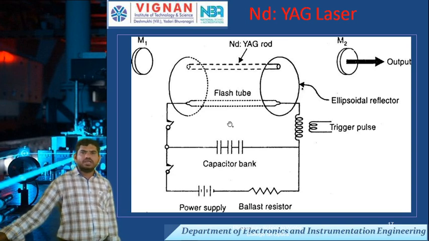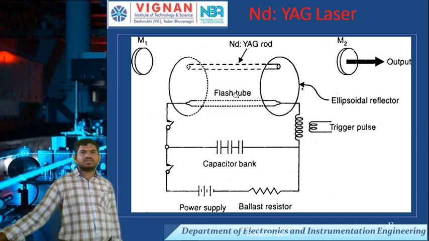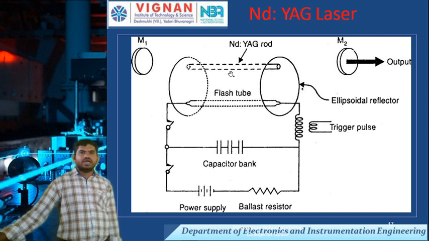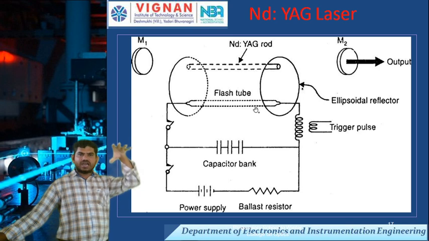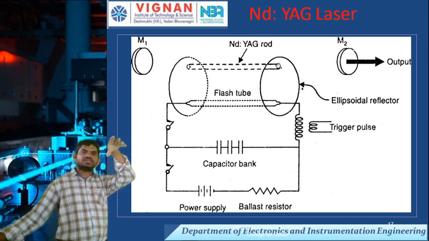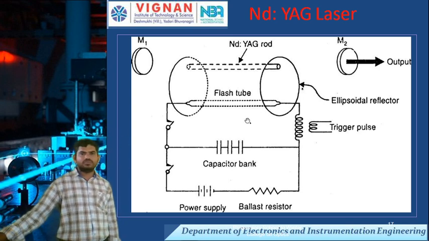Now, there are two elliptical reflectors, and we place the neodymium rod and the flash tube inside the elliptical reflector. There are also two mirrors, one fully reflecting and one partially reflecting mirror. This total arrangement is placed in one cavity, one reflecting medium.